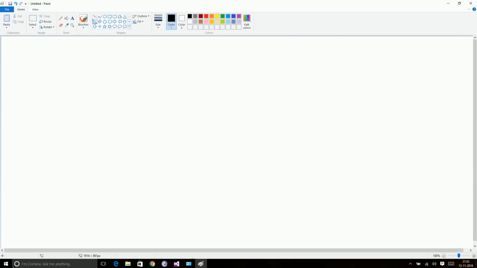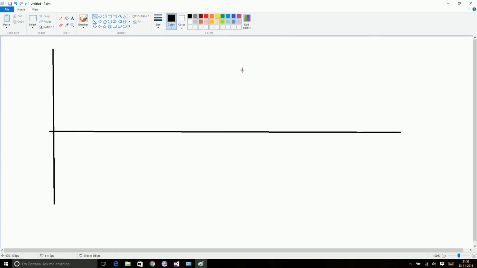Now, let's say that this is an axis, and let's draw a sinusoidal wave in this way. This is a sinusoidal wave. There is an analog signal.